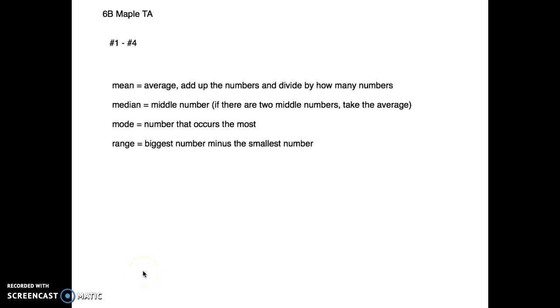Okay, this is 6B for the Maple TA homework. So number 1 through number 4 have you find 4 things: the mean, median, mode, and range. So the mean is the average. You add up all the numbers and divide by how many numbers there are.